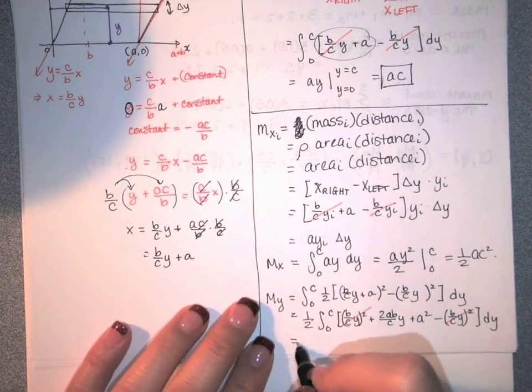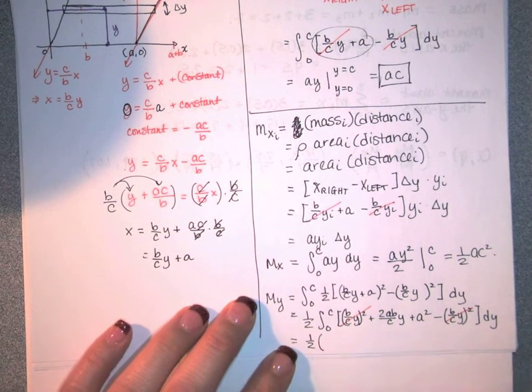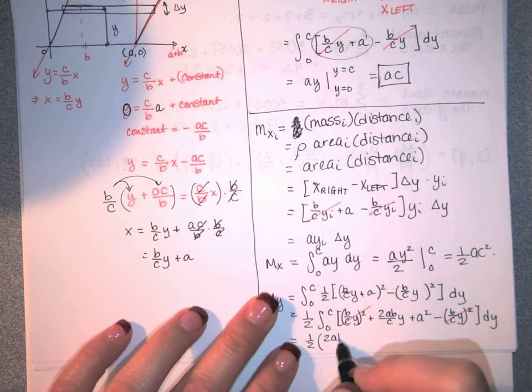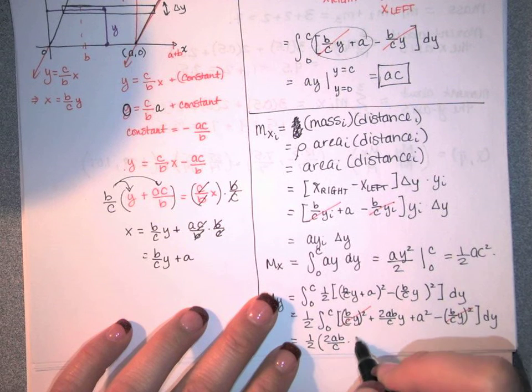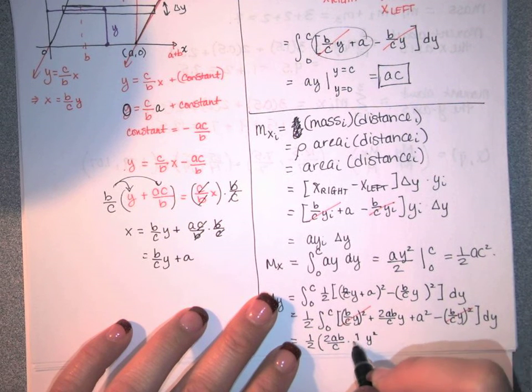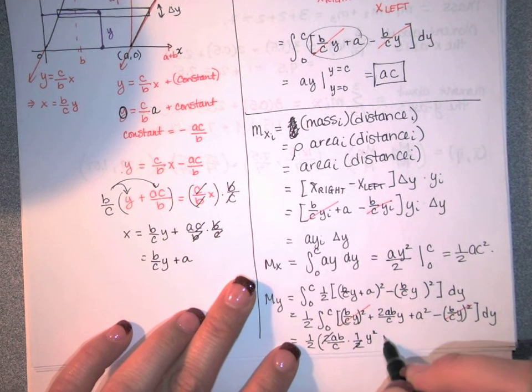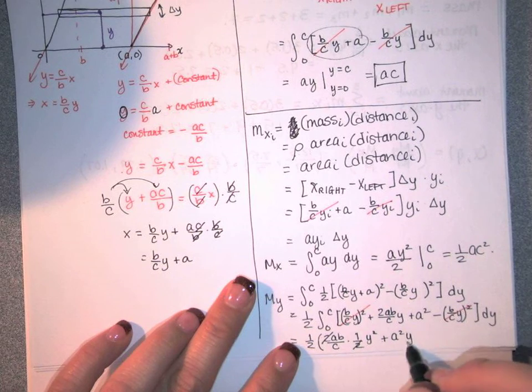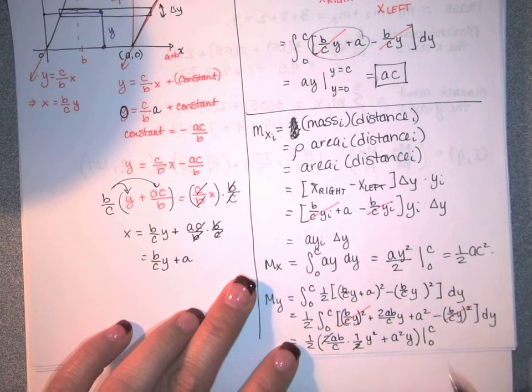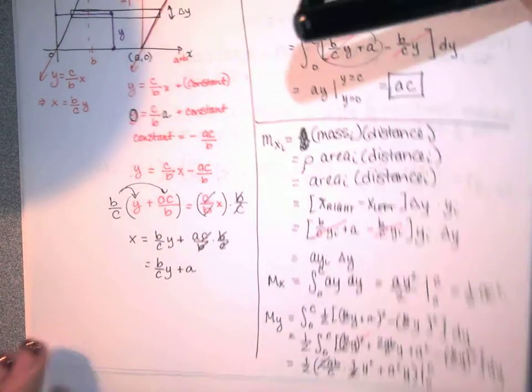This one's more complicated, isn't it? So I have the 1/2, and I bring down my constant, and I add 1 to the exponent and divide by the new exponent. So those 2's are going to reduce. And a squared is just a constant, so I have a squared times my variable, and we're integrating from 0 to c. Whew, it's looking pretty bad. But it's going to simplify quite nicely in just a moment.